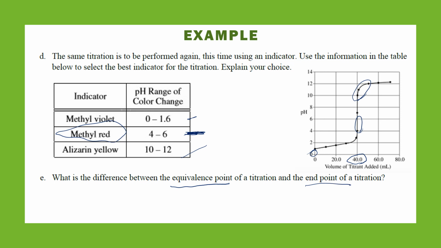And then the end point is where the indicator is changing color, which we want to be as close to the equivalence point as possible, but it might not be, depending on the indicator that you choose. And so this is actually one of those sources of error that you can talk about if a question were to ask about that. If the endpoint occurs past the equivalence point, then that additional volume of titrant is going to affect your final calculation.